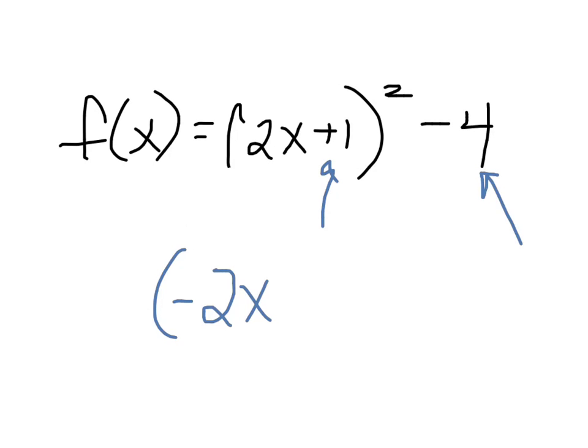It's already been left 1. So now left 2 more would be what? 3. Because remember, when you go left, it's plus, and when you go right, it's minus. So if it already has a 1 there, if we go 2 more units, we add 2 to that, and 1 plus 2 is 3. Now, as far as the minus 4 goes, did it go up or down anymore? It went down 1 more, right? It's already down 4. Down 1 more is what? Negative 5.